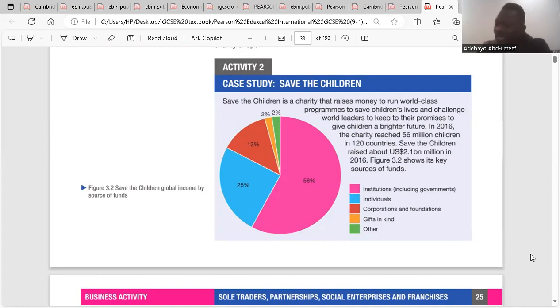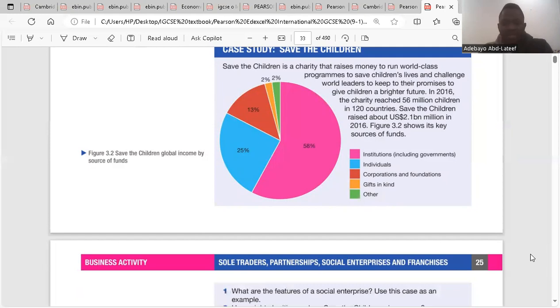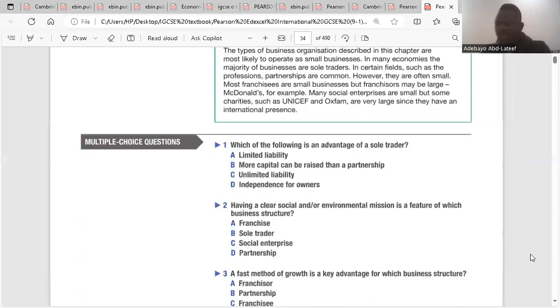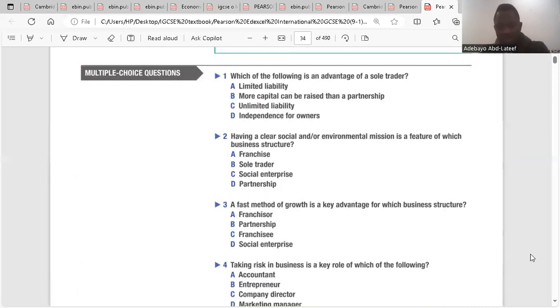So that's why I said social enterprise aim to improve human and environmental well-being rather than making profit for owners. Save the Children is an example. It's an example, yes. Do you understand? Yes. Save the Children is an example of social enterprise. Is it clear now? So the second question says, how might charities such as Save the Children raise money? They raise money through gifts and donations, which is part of what we see in the case study. Clear? Now we have the MCQs.